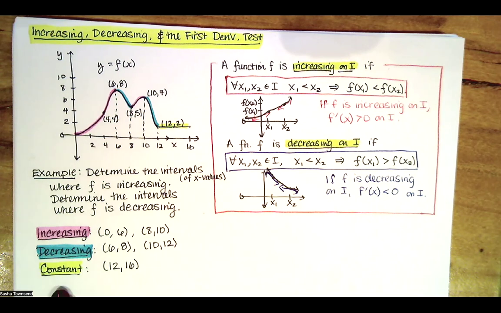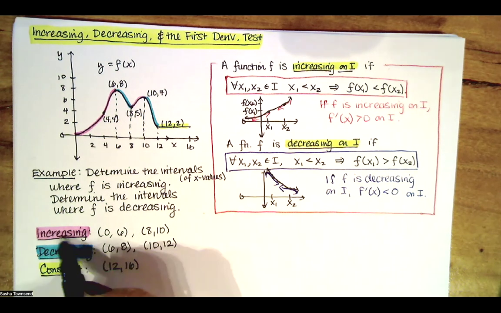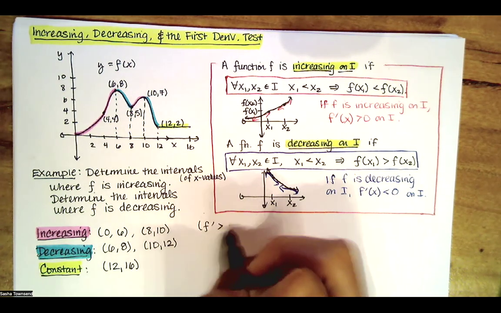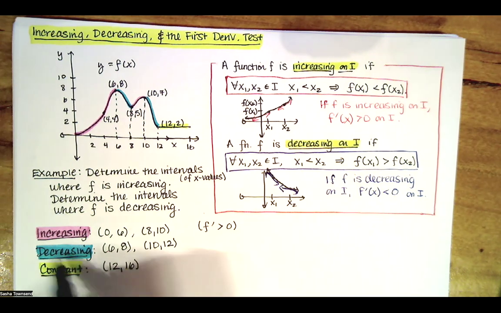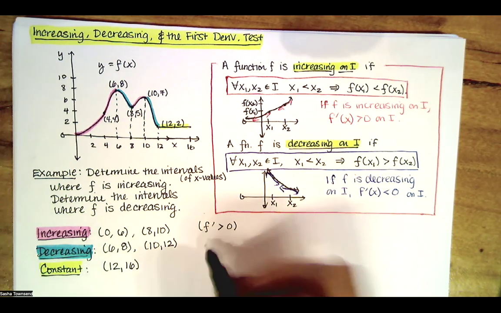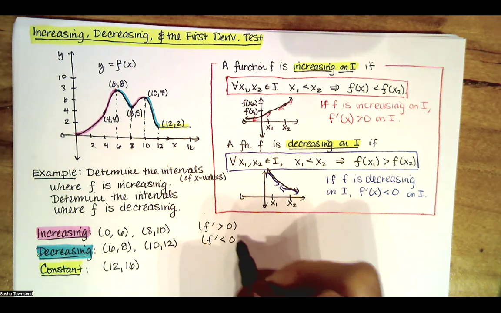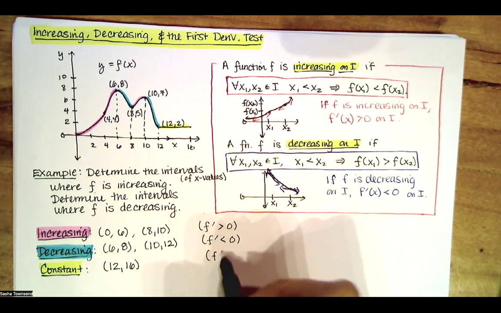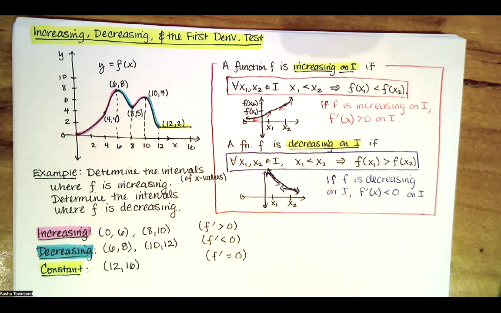In that case, the derivative would be 0. So we know that our function is increasing on these intervals. That means f prime is positive on those intervals. It's decreasing on these intervals, so f prime is negative on those intervals. And it's constant on this interval. So that means f prime is equal to 0 on those intervals.